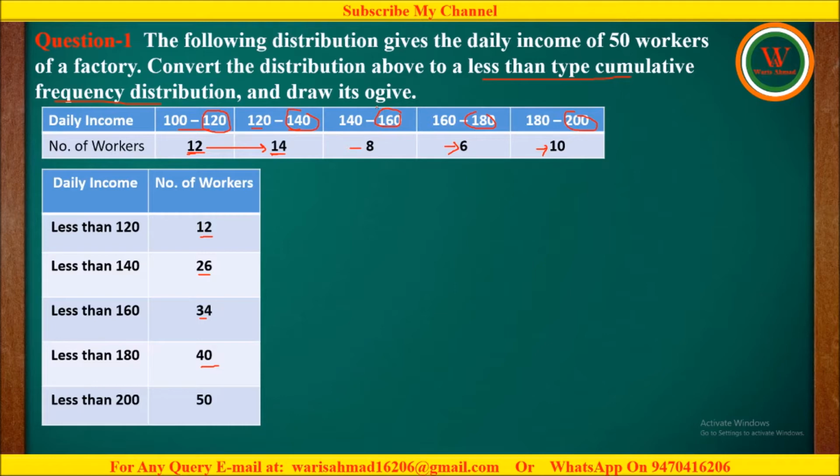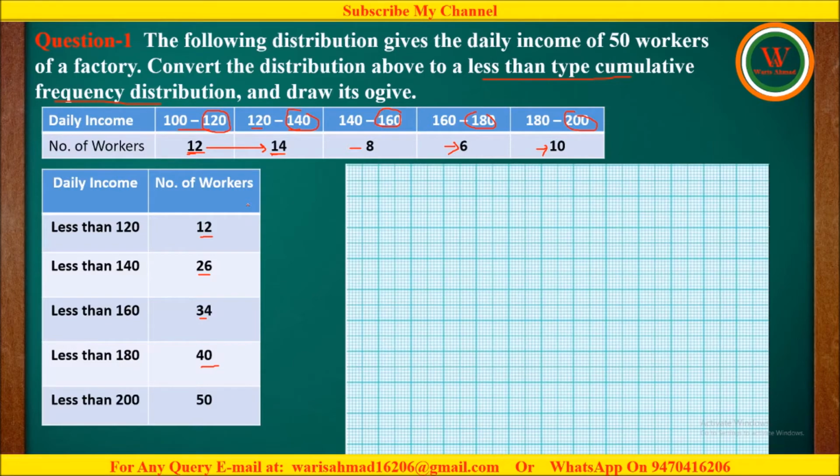After that, we have to draw the ogive for the given data. For this, first of all, we will take the graph paper. On this graph paper, we have to plot the x-axis and the y-axis. This horizontal line is representing the x-axis, while this vertical line is representing the y-axis. After that, we have to plot the numbers on the x-axis and the y-axis. Since the very first value is 120, we have to start with 120, next one is 140, 160, 180, and so on. And the caption for the x-axis we can write here: daily income.